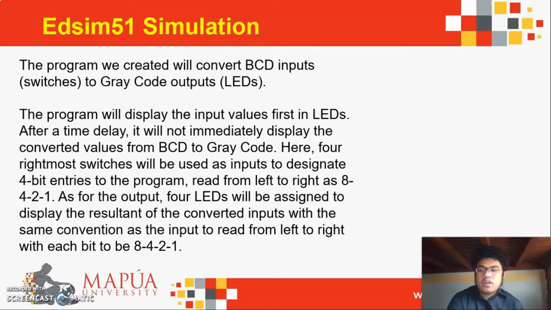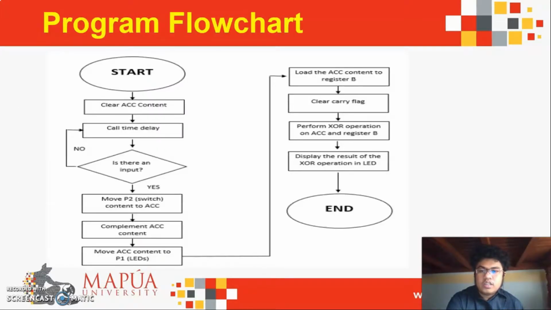Here, the four rightmost switches will be used as inputs to designate 4-bit entries to the program, which can be read from left to right as 8, 4, 2, 1. As for the output, 4 LEDs will be assigned to display the result of the converted inputs with the same convention as the input, to be read from left to right, with each bit being 8, 4, 2, and 1. This slide shows the program flowchart, from the start of the program up to the end of the program.